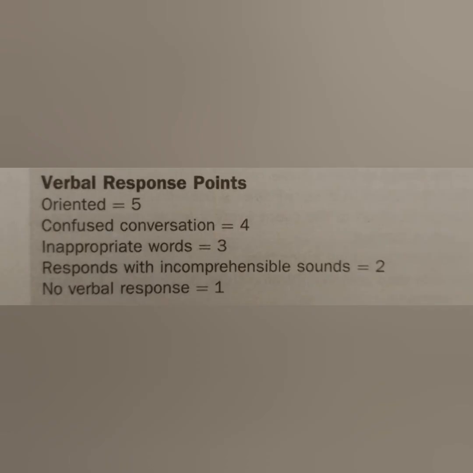And next we will see the verbal response of the patient. If the patient is oriented, normally oriented, the score is 5, confused conversation is 4, inappropriate words means it is 3, response with incomprehensible sounds means it is 2, and no verbal response from the patient means it is 1. This is the verbal response.